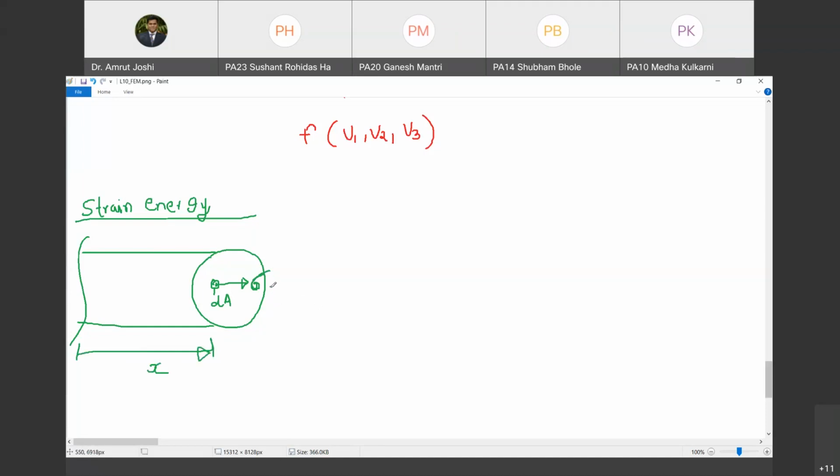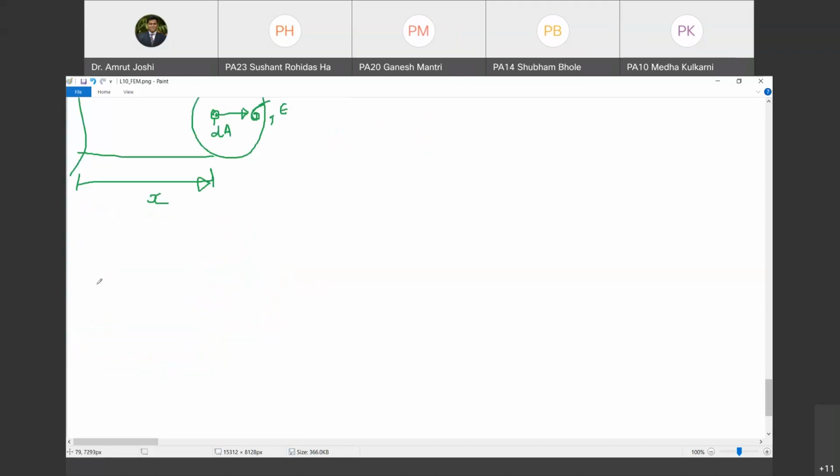And what is the value of strain acting here? So on this small area, the strain acting is epsilon. But you will understand that this stress and strain, as it is a problem of axial loading, is constant everywhere on the cross section. Do you agree with me? Let me know if you agree with me. Yes.